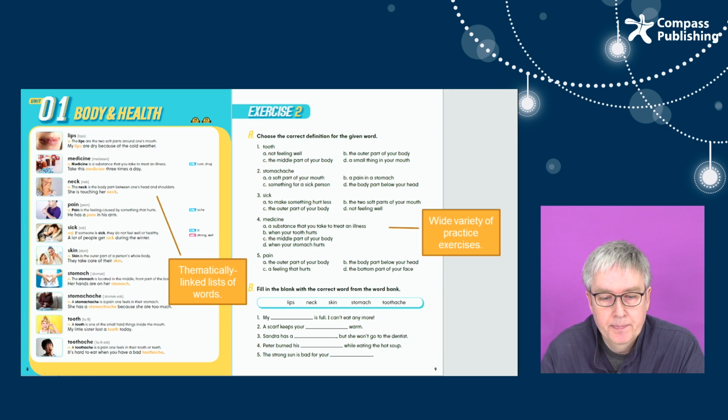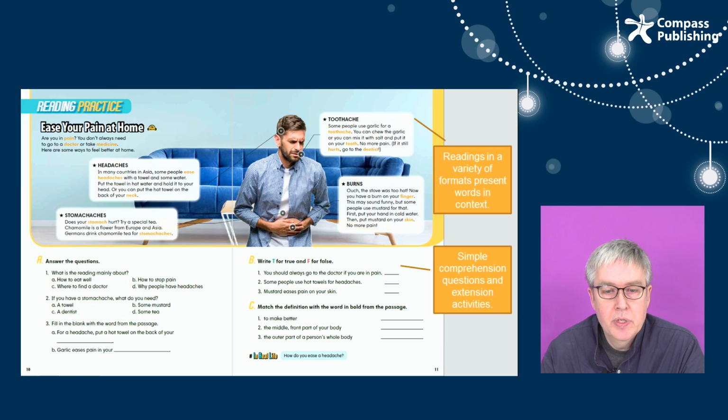Then there's a passage that uses many of those words in a context that's related to the same theme. We tried to make those readings as realistic as possible. In this case, they learned all about health and illness, and they're going to learn about some common home remedies for solving problems like headaches and upset stomach. And there's different kinds of formats that those readings are in as well.